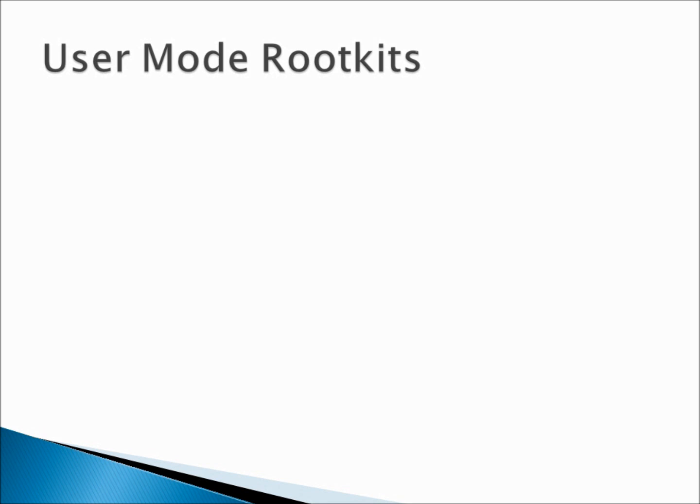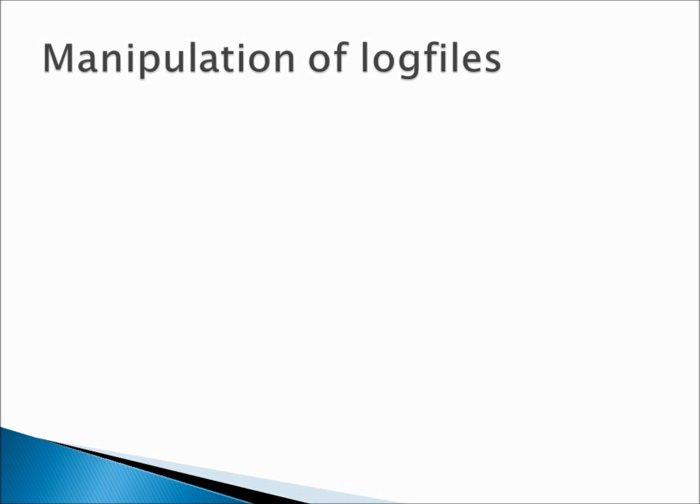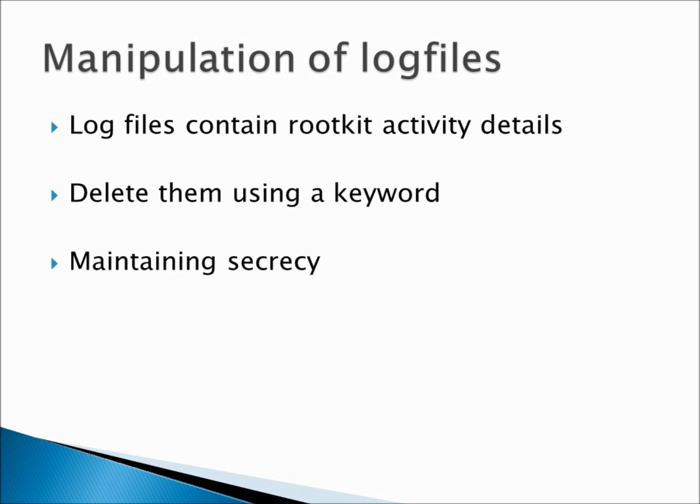User mode rootkits. User mode rootkits use two main techniques. One is the manipulation of log files and the other is exchanging system binaries. Manipulation of log files. The log files contain information regarding the activities of the rootkit tool. Now, since the rootkit wants to hide its presence, it should delete this information to ensure its presence stays hidden.